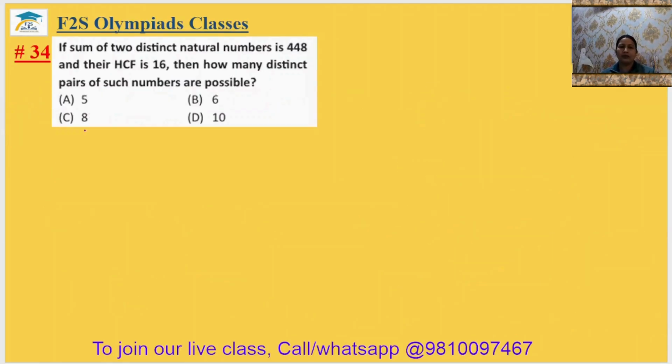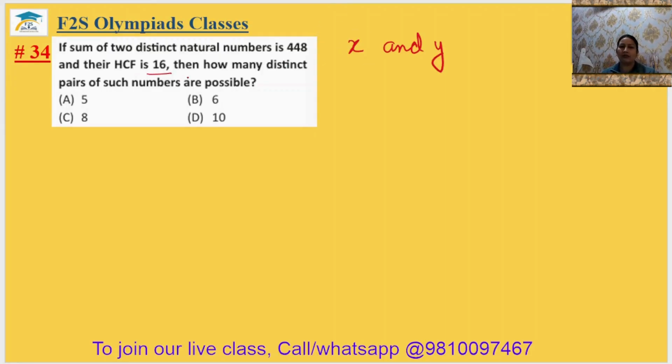Question number 34. If the sum of two distinct natural numbers is 448 and their HCF is 16, then how many distinct pairs of such numbers are possible? Their HCF is 16. HCF is given. So suppose x and y are the two co-prime numbers.